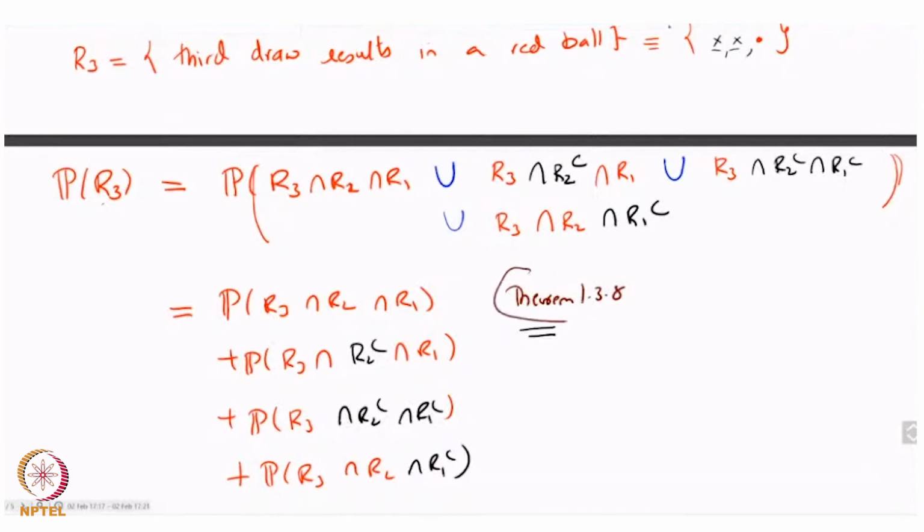What you could do is you have R3 and R2 and R1. You can successively condition, because you know how to find the conditional probabilities since you're drawing without replacement. So your probability of R3 given R2 and R1, times the probability of R2 given R1, times the probability of R1. That's what the first term looks like.